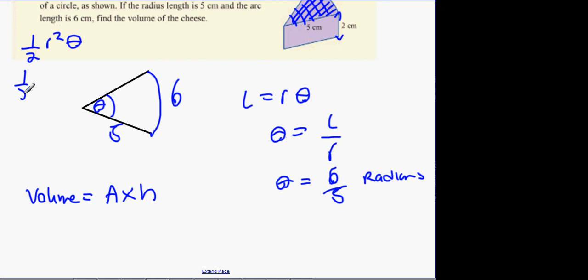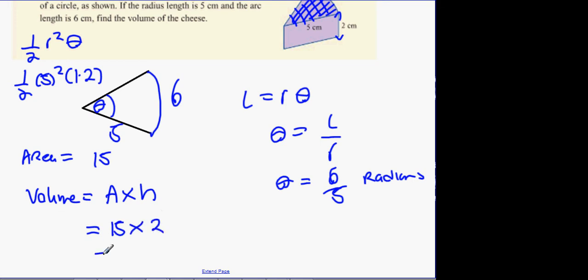You look up the area of the sector formula, a half R squared theta. Can somebody tell me what a half 5 squared 1.2 is? Anybody? 15. Sorry? 15? Yeah. Okay, so it's 15. The area of the face is 15. What's the height of the object again? 2. 15 by 2? 30 centimeters cubed. That's the volume of your cheese.